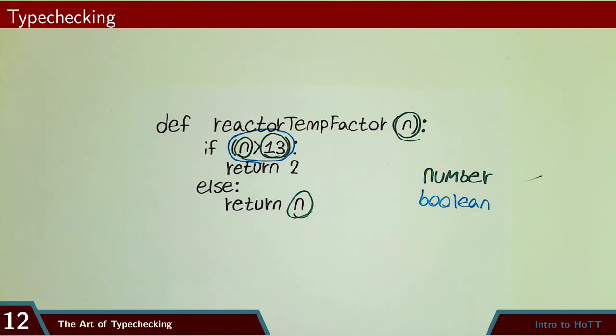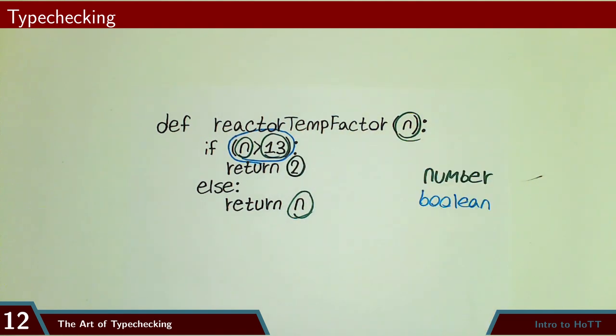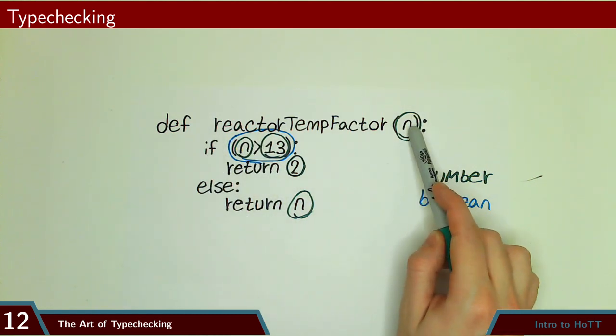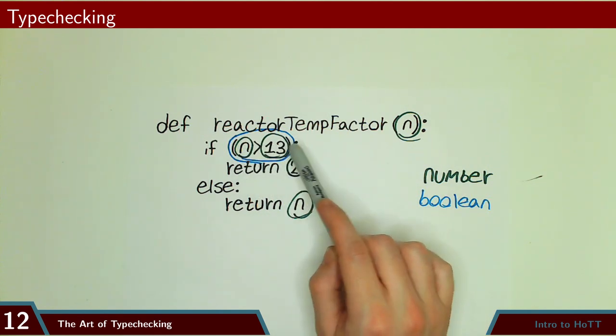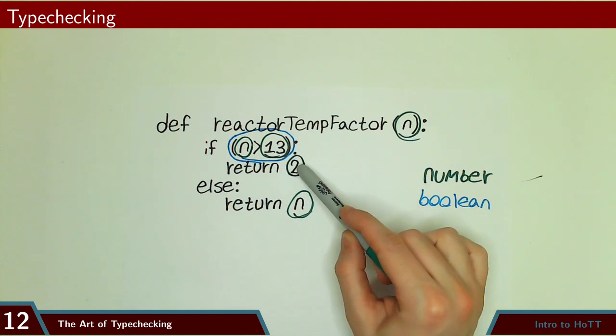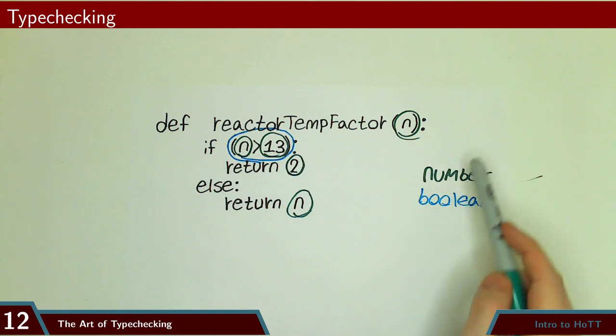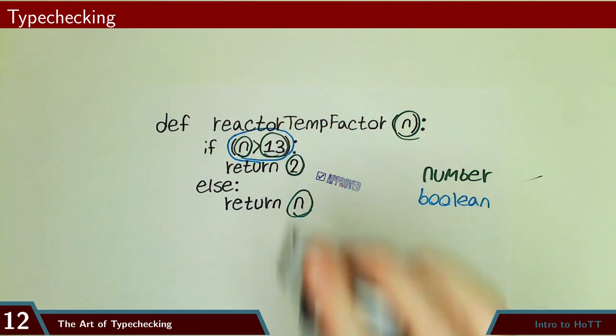And then we look at this term, 2. 2 is a term of the number type. And so we can see with this function that it takes in a number, and then either way, regardless of whether that number is greater than or less than or equal to 13, it's going to return a number, either 2 or n. And so this whole program type checks because it always has a consistent return type of the function. And so the type checker would approve this code.